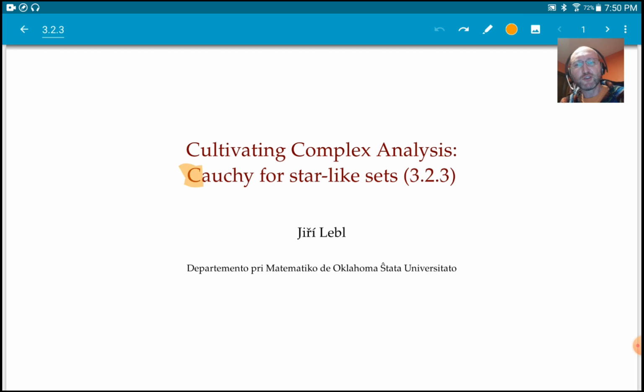So today we're going to look at Cauchy's theorem for star-like sets. So this is subsection 3.2.3 in the book.